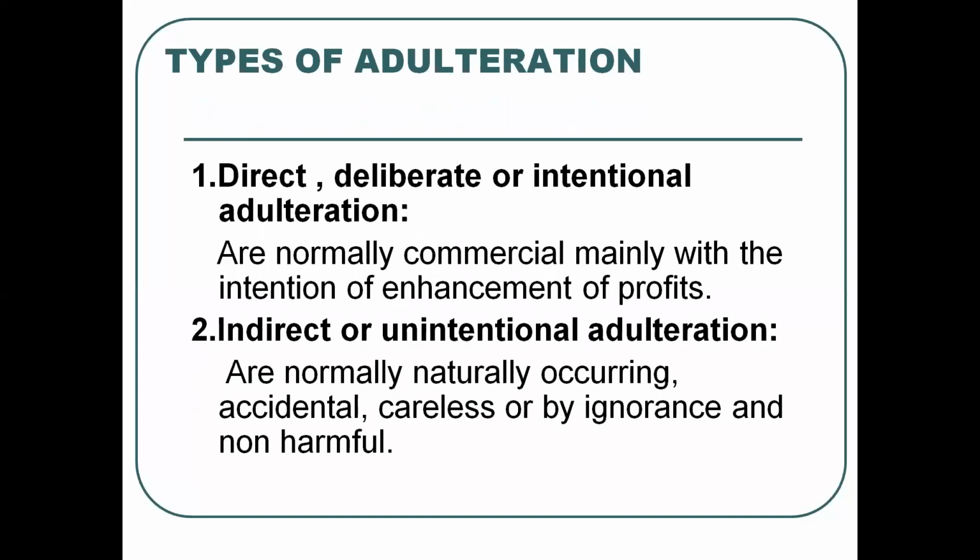So now comes the types of adulteration. How many types of adulteration are there? Basically it is of two types. First one is direct and second one is indirect. Direct means it is the intentional, or you can also say it is a deliberate type of adulteration.